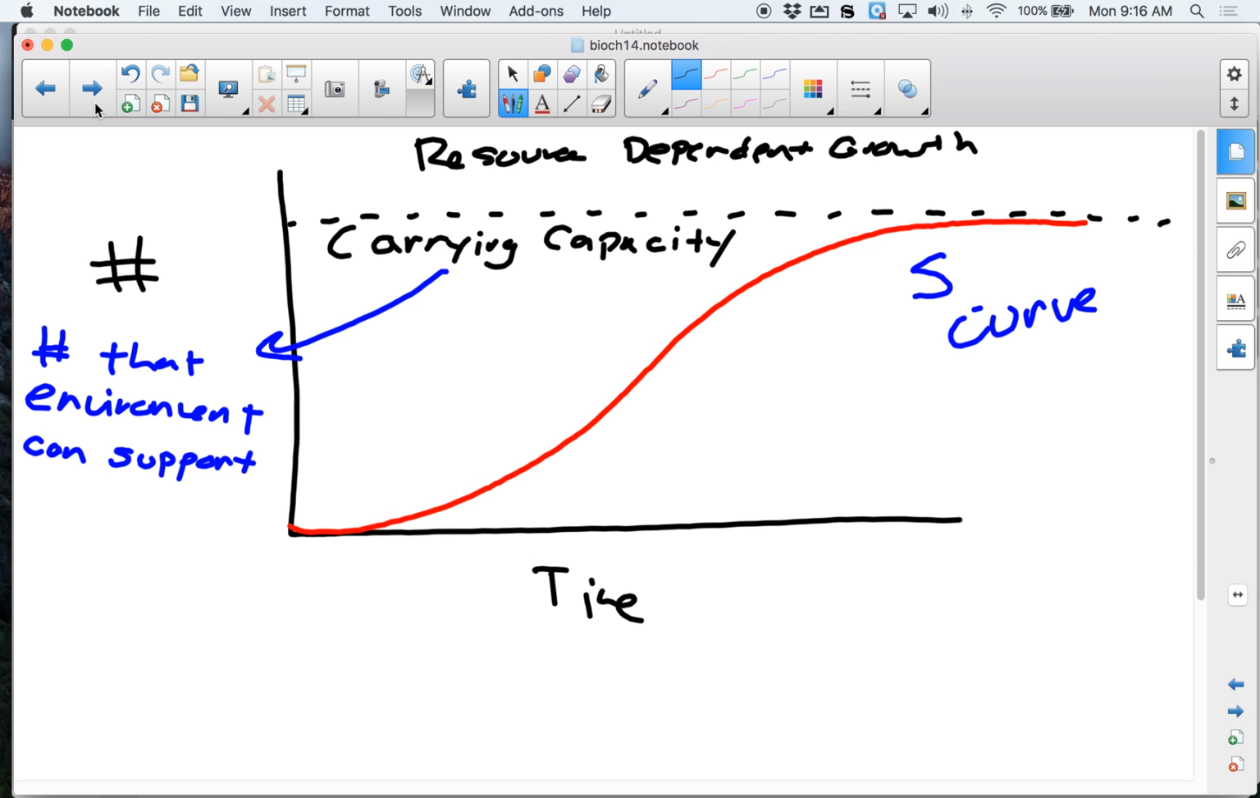For other organisms, that carrying capacity could be dependent on food, and a lot of times it is. It could be dependent on predators. Okay. For certain populations, they're going to be limited for how many can live in a certain area based on how many predators there are around. We call this an S curve because it looks like an S, but we see the leveling off of that population when it nears the carrying capacity.